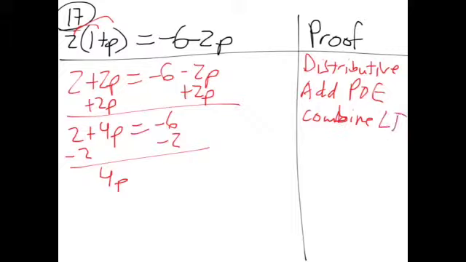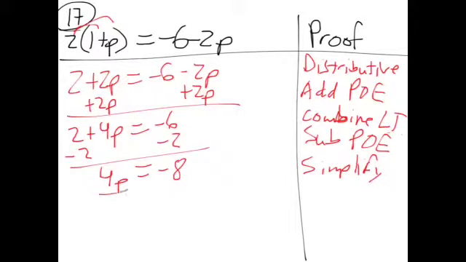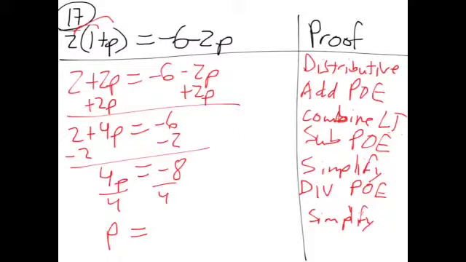Like terms. But here, what lets me subtract from both sides is the subtraction property of equality. And then the next one would be simplify to get 4p equals negative 8. And if you divide both sides by 4, by virtue of the division property of equality, and simplifying will give me a negative 2.